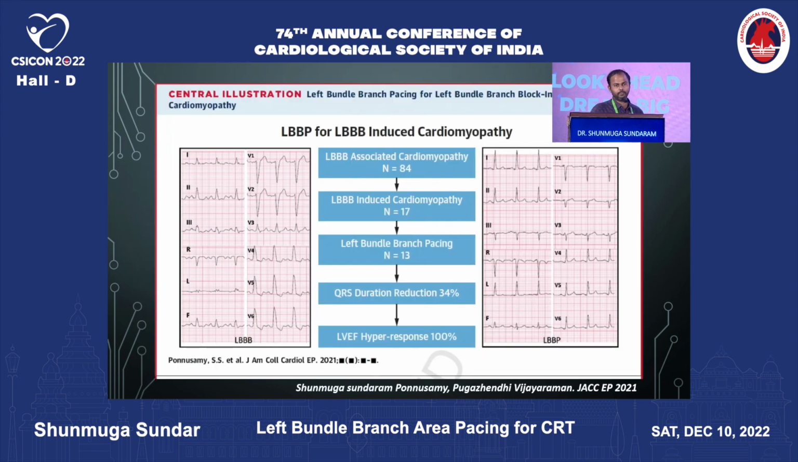This is our own data. We gathered patients with left bundle branch block induced cardiomyopathy, where LBBB alone is the culprit. They had LBBB with normal LV function to begin with. Over a few years, they had deterioration, worsening of LV function. We intervened by doing left bundle branch pacing and normalized the QRS. What we could show was a 100% hyper response. So when LBBB alone is the culprit, intervening at an early stage, you are going to regenerate the heart in a better way.